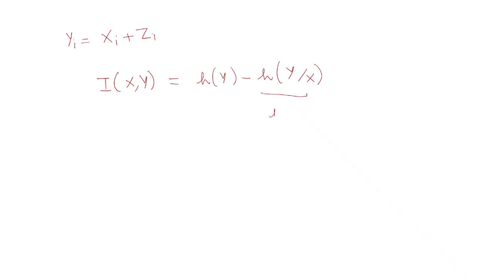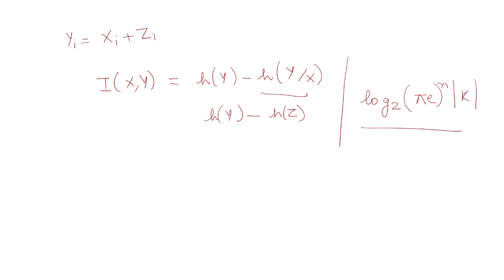Now if we look at the complex Gaussian, yi is equal to xi plus zi, still the expressions will remain the same. So again we can write it as I of x comma y is h of y minus h of y given x. So this can be written as h of z, and here we have h of y minus h of z. So now in case of complex Gaussian, the differential entropy is given by log 2 pi e raised to power n determinant of k.